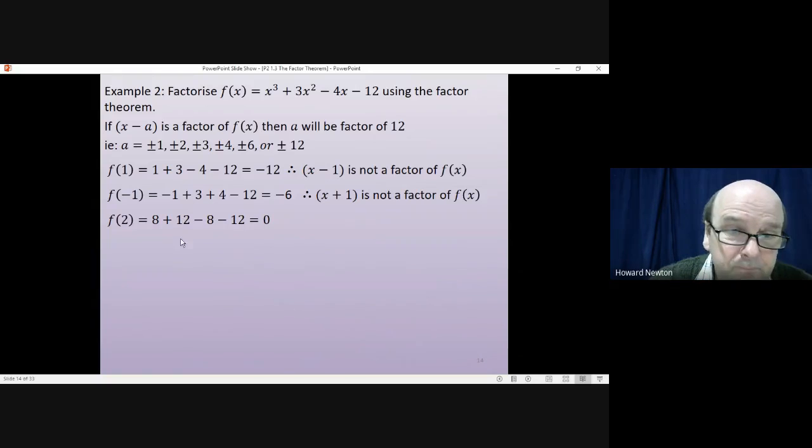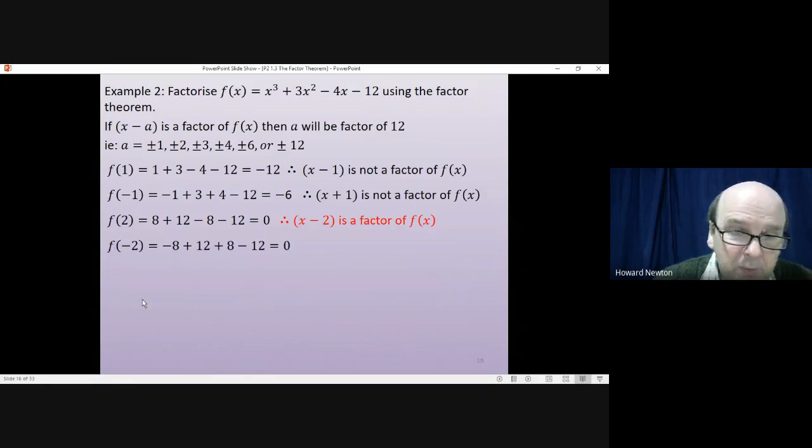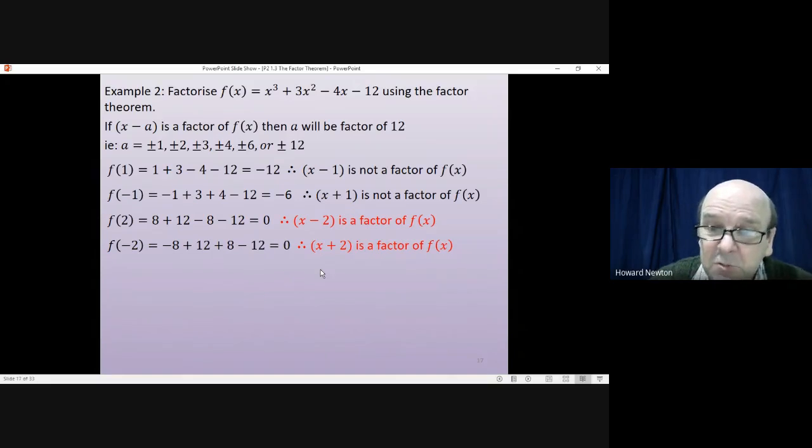Then try plus 2. If we put in plus 2, we get 8 plus 12 minus 8 minus 12, which is exactly 0. And the significance of that is that therefore x minus 2 is a factor of the function. So that's one factor found. Then we'll try minus 2. If we put in minus 2, again, we get minus 8 plus 12 plus 8 minus 12, which is equal to 0. So x plus 2 is also a factor of the function. That's 2 factors found, 1 to go.